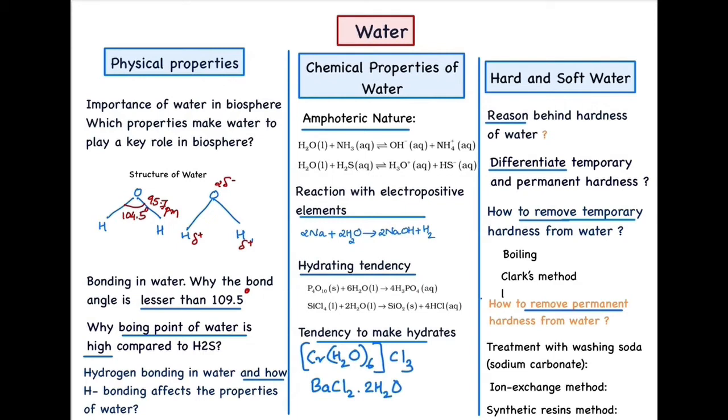You should know how to draw the structure of water and give its bond angle and bond length. Questions such as why the bond angle of water is 104.5 degree, which is lower than that of 109.5 degree. What is the reason behind the high boiling point of water compared to hydrogen sulfide? Why does hydrogen bonding exist in water and how does the hydrogen bonding affect the properties of water?